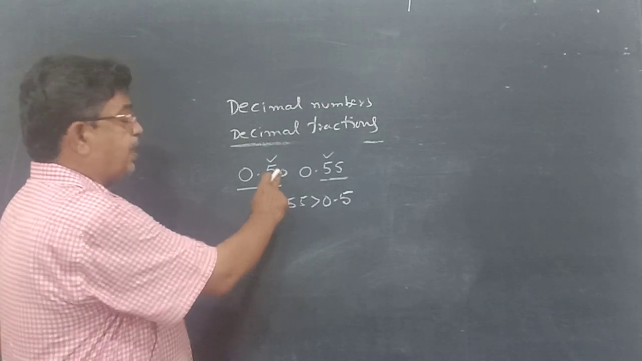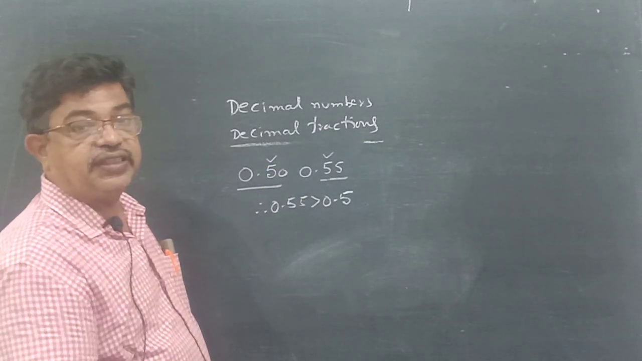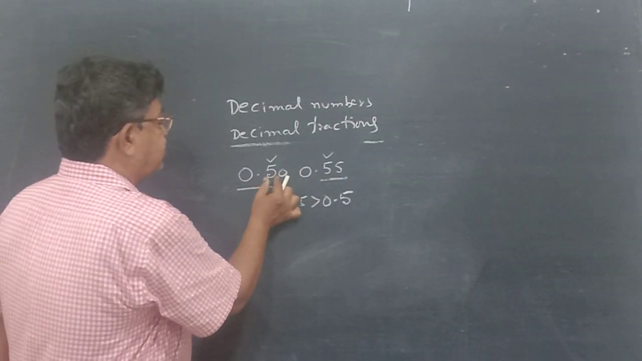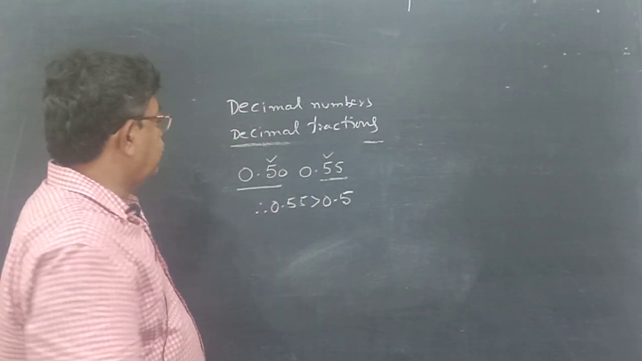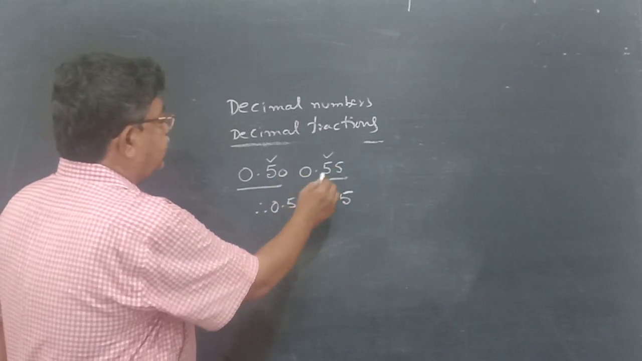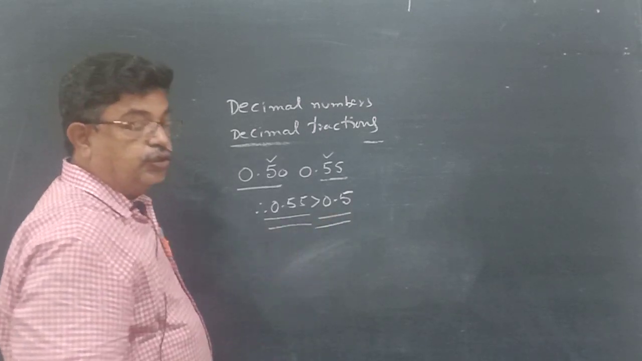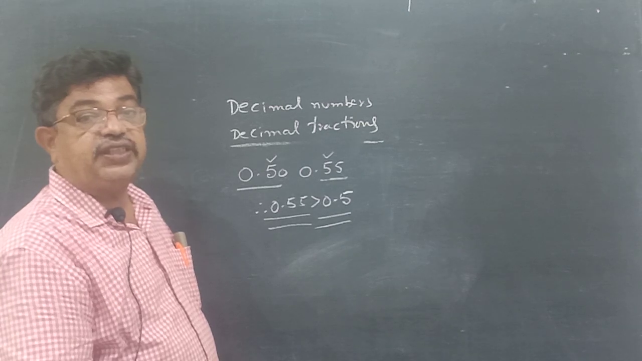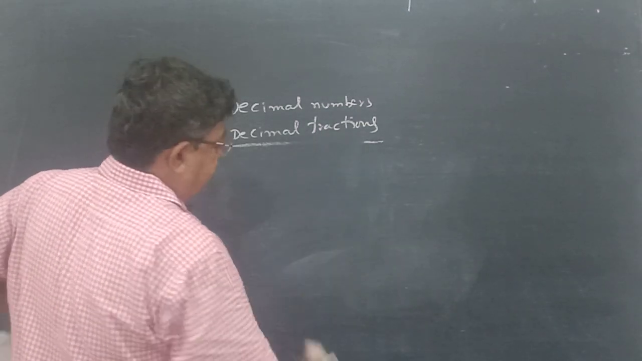This 0 has no value. But to compensate the number of decimal places, I kept 0. Here there are two decimals, but here they gave only one decimal. In the place of second decimal, I took 0. So comparing these two, second decimal here is 5 and here it is 0. So as 5 is greater than 0, 0.55 is greater than 0.5. Like this you can understand comparison of decimals, which is greater and which is smaller. Another problem we check.